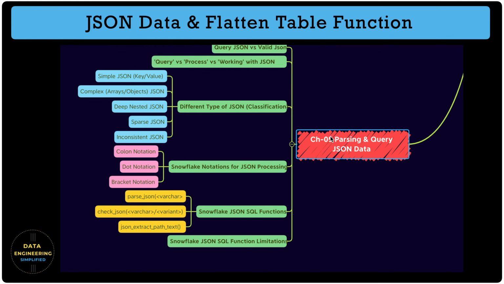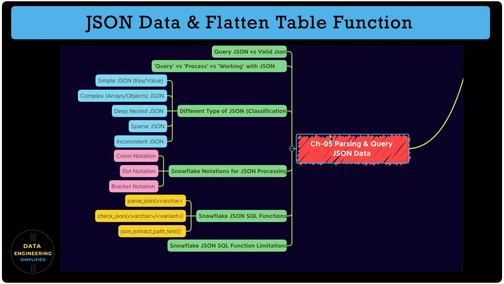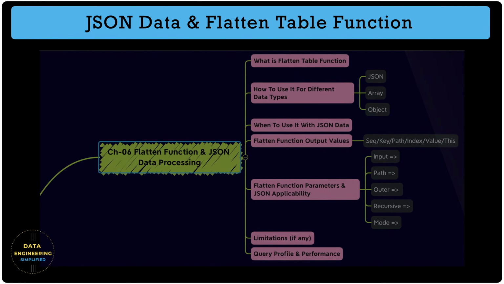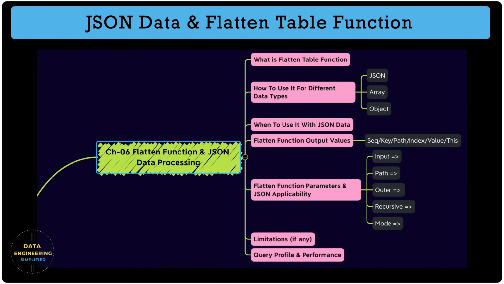This chapter, chapter 6, is one of the important chapters that can help you simplify your JSON processing and will bring a lot of muscle power to your JSON Snowflake knowledge. We are going to decode how to use the flatten table function to process complex as well as nested or deeply nested JSON data files and try to solve a couple of real life examples using this table function.